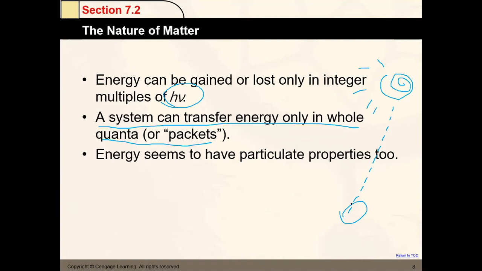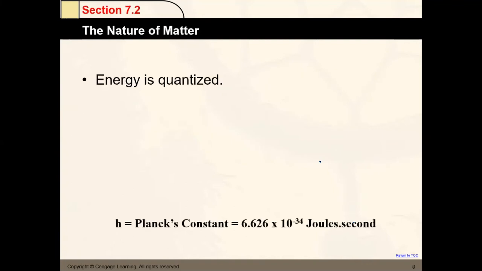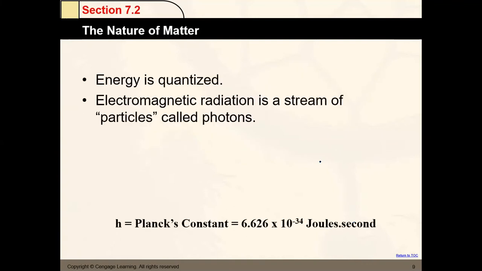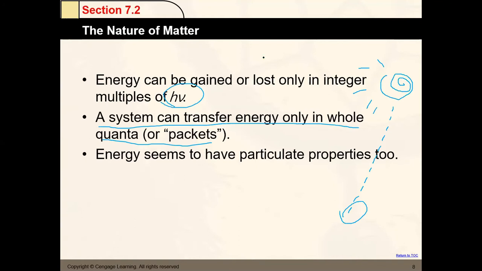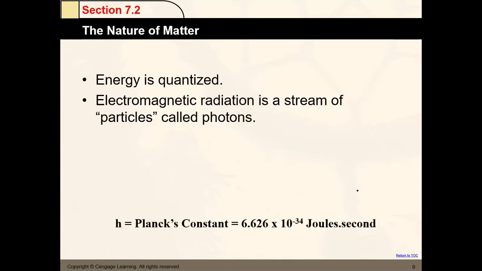The energy seems to have particular properties too. That's what Einstein came up with, the photoelectric effect. I will tell you about the photoelectric effect in a second. He said that the energy is quantized. What does that mean, quantized? It means that it has a definite energy. So for example, this particular quanta should have the same energy as this quanta. They have a specified energy already. They all have the same energy, because they come from the same source. Energy is quantized. Electromagnetic radiation is a stream of particles called photons.